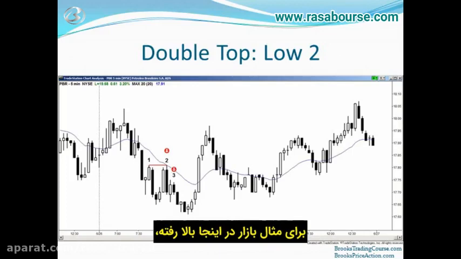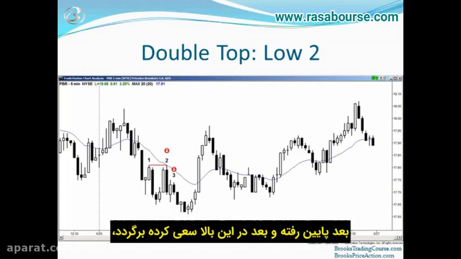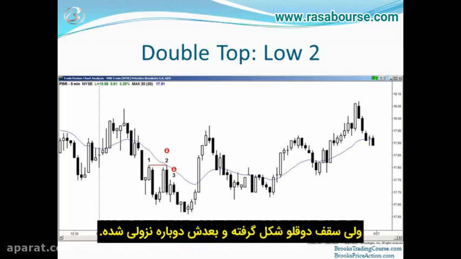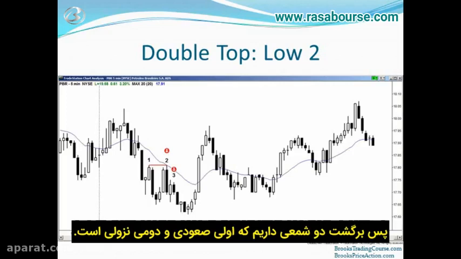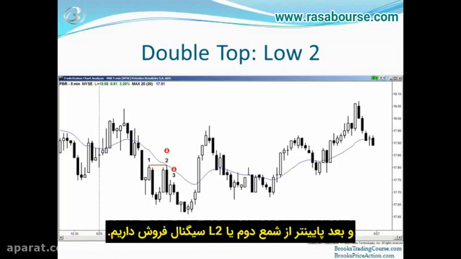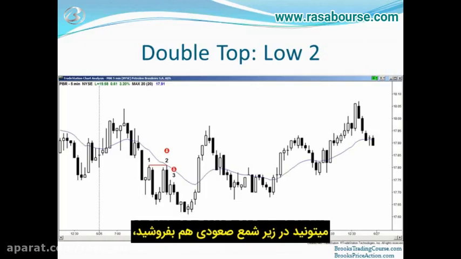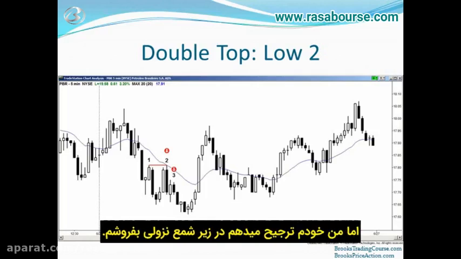For example, the market went up here and went down. It tried to reverse up here, and instead it double topped and turned down. So there's a 2-bar reversal up and down, and it's a sell signal below the low of that bar for the low 2 short.